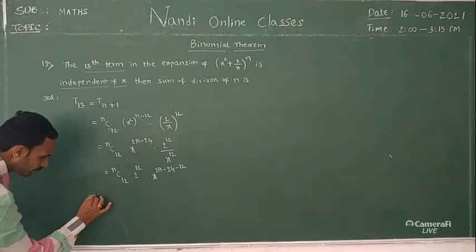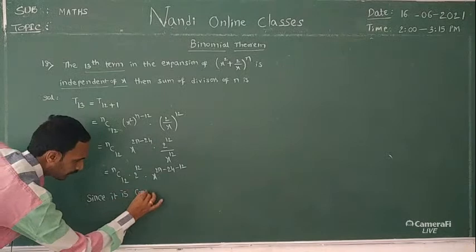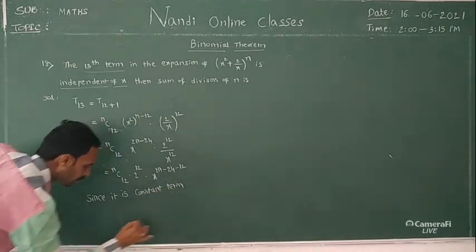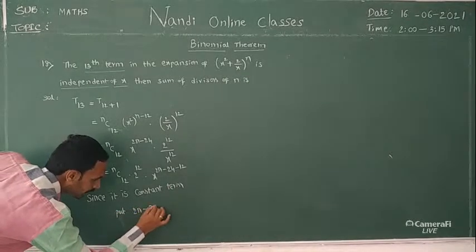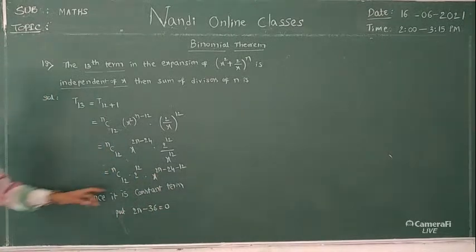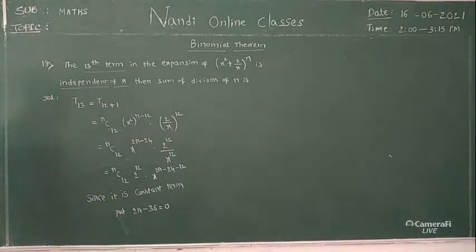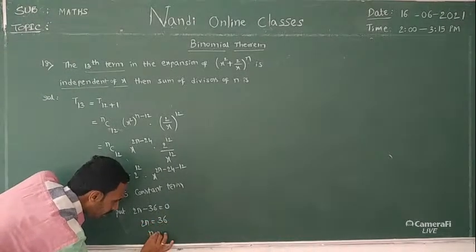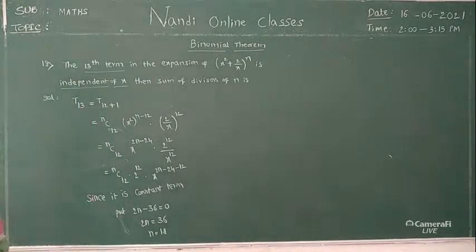Since it is a constant term, or term independent of x, put 2n minus 36 is equal to 0. Equate that power to 0, x power 0 is 1, no x will be there. 2n is equal to 36, n is equal to 18, so the value of n is 18.